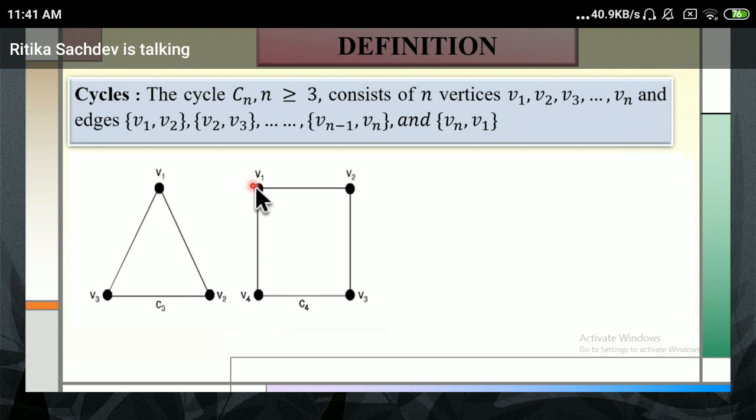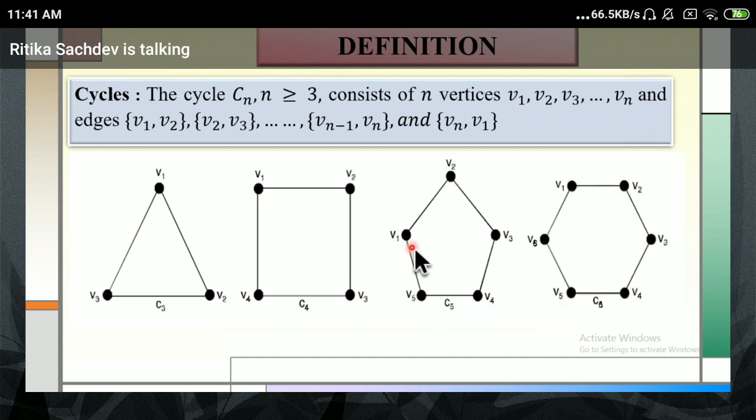1 should connect to 2, 2 to 3, 3 to 4, 4 to 1 back. This is C4. For C5, 1 should connect to 2, 2 to 3, 3 to 4, 4 to 5, and 5 to 1 back. Similarly for C6, 1 to 2, 2 to 3, 3 to 4, 4 to 5, 5 to 6, and 6 back to 1. These are the cycles starting from n equal to 3. So C3, C4, C5, and C6. These are called cycles because each one is completing a cycle.